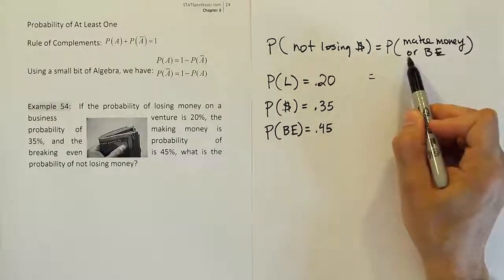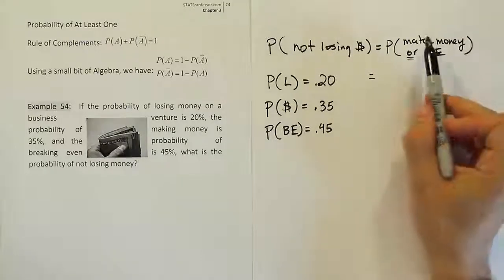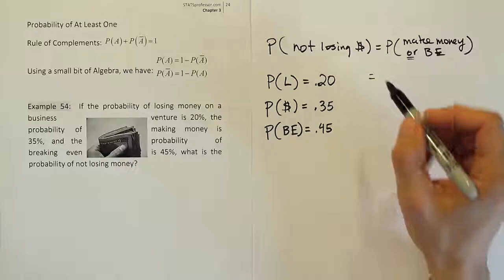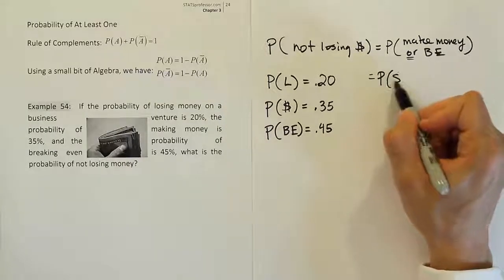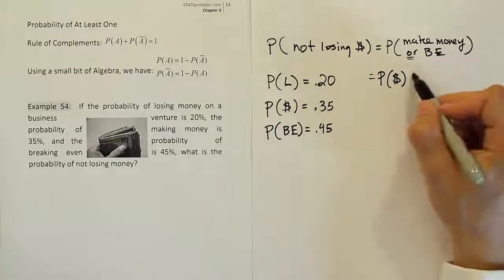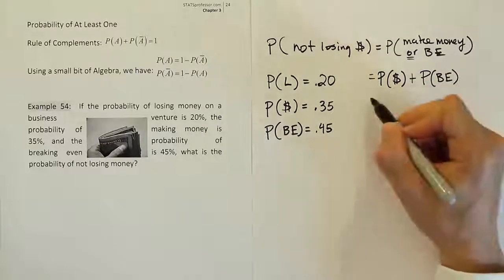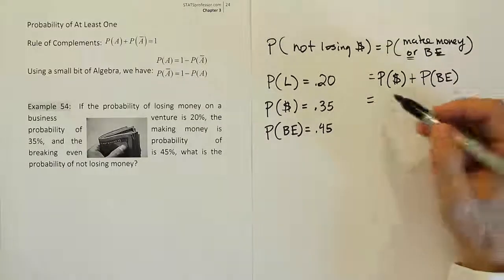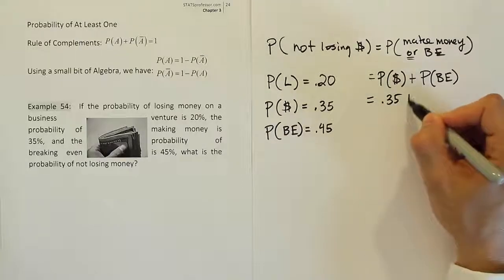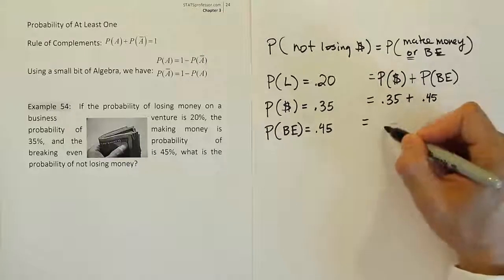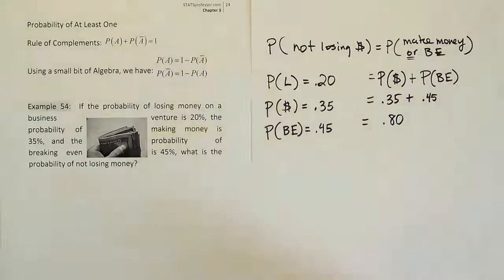Now, the word or in probability means to add. So when I say that I'm looking for the probability that we make money or break even, then it would be the probability of making money, the dollar sign, plus the probability of breaking even. And so the answer is simply to sum these together, 0.35 plus 0.45. And that solves the problem. If you do that, you get 0.80. You get 80%, right? All right, good.